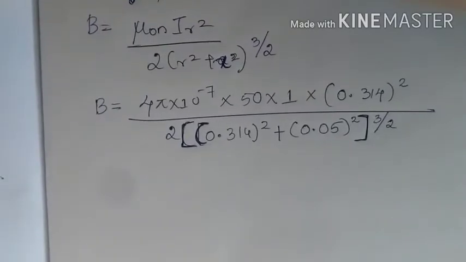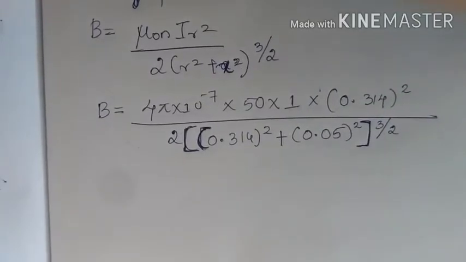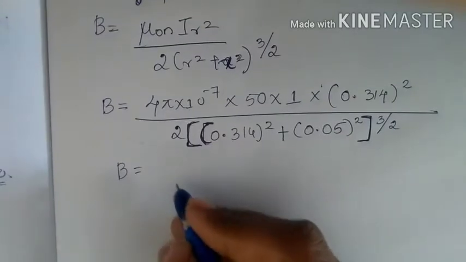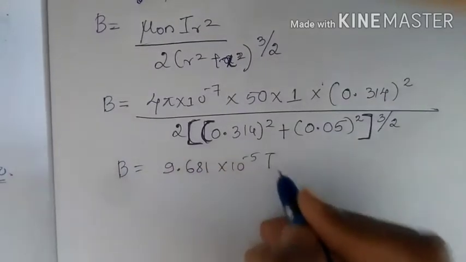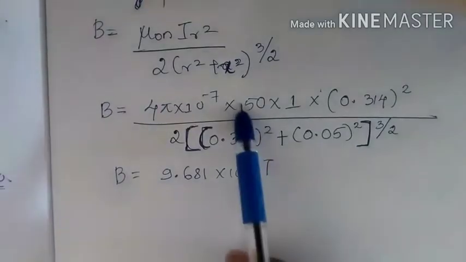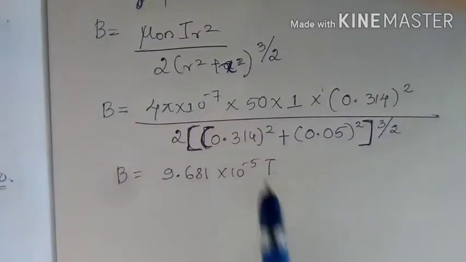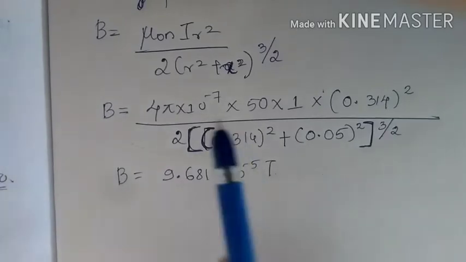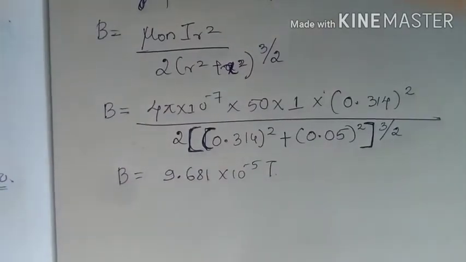So now again, if you solve this overall equation, then you get magnetic field equals how much? So you will get nearly 9.681 into 10 power minus 5 Tesla. So try solving this. I have not solved this, so you should try solving this. Don't directly put the answer. If you have a calculator, you can use it to do the multiplication and division, and finally you should get the answer B equals 9.681 into 10 power minus 5 Tesla.